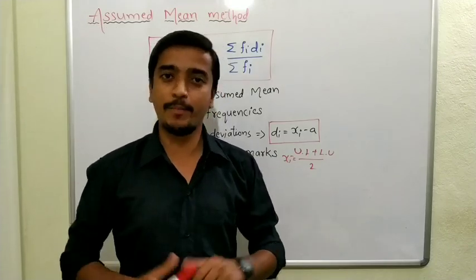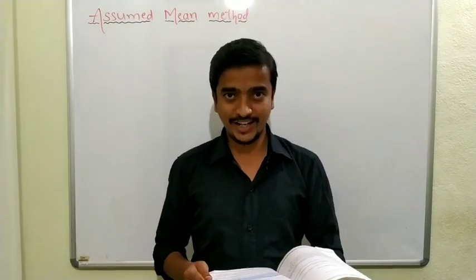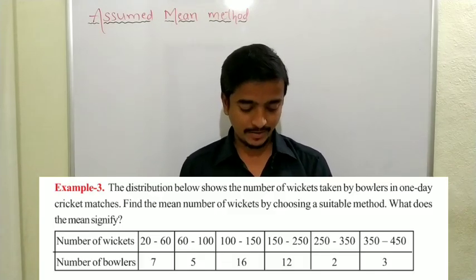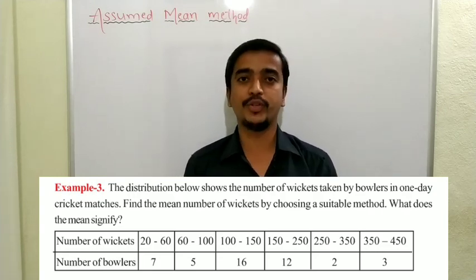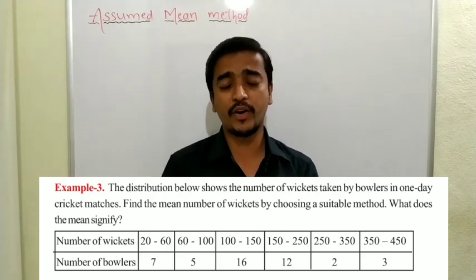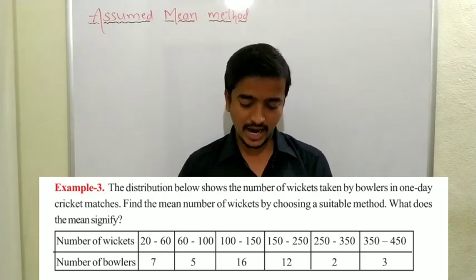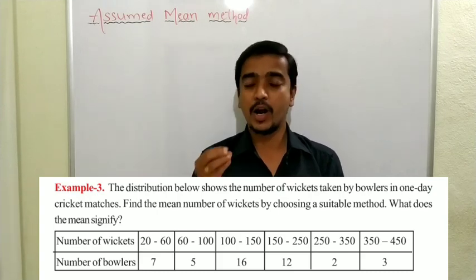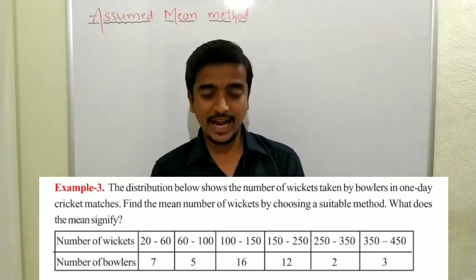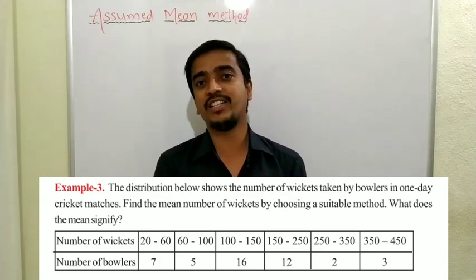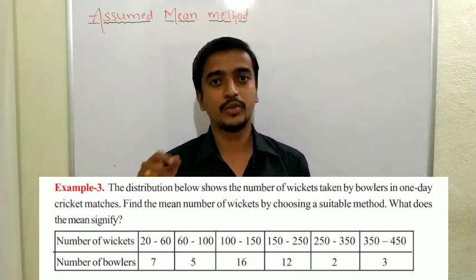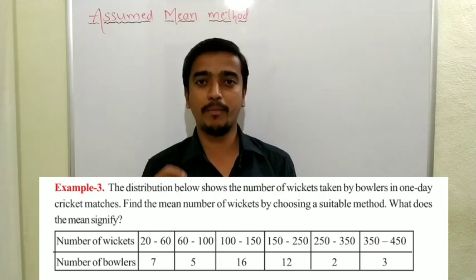Let us do some problems based on this formula. The question is: the distribution below shows the number of wickets taken by bowlers in one-day matches. Find the mean of wickets by choosing a suitable method. What does the mean signify? Since we are asked to choose a suitable method, we can use any one. If you see, the numbers are large, so the best is the assumed mean method.